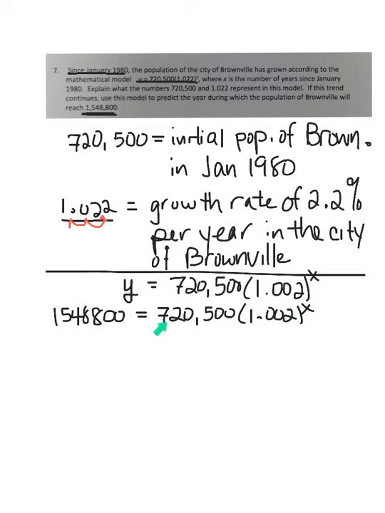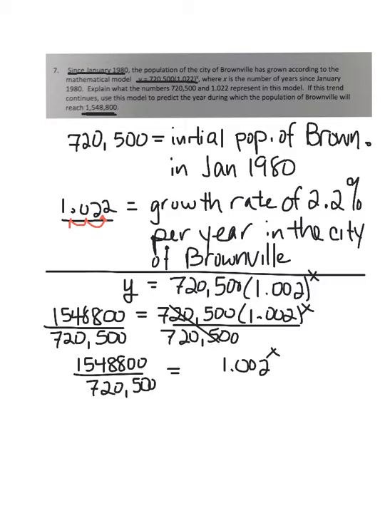So let's try to get rid of some of this junk first. The first thing I would do is divide both sides by that 720,500. Now remember, you've got a calculator for this, so there's no need for you to do anything in your head. I'm going to leave that number as is for right now on the left-hand side, just like that.